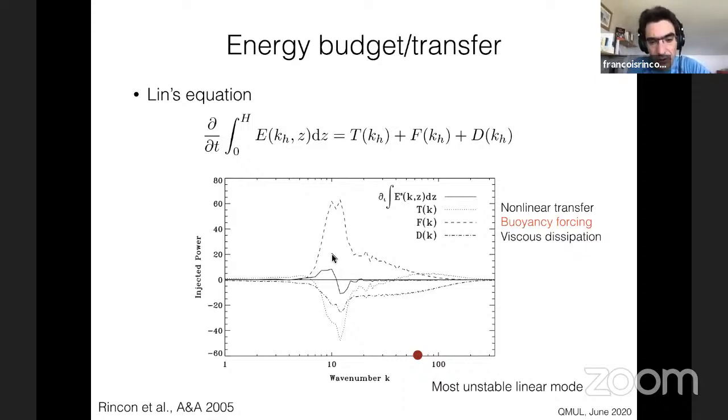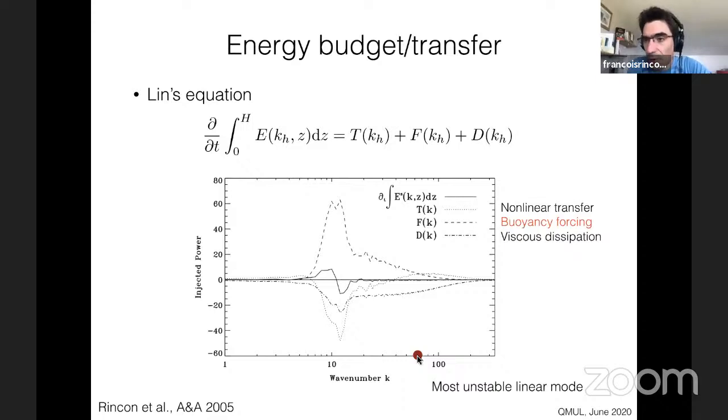What you see instead is that there is a dominant equilibrium at large scale between buoyancy forces and inertial forces, which extends to a fairly broad range of scales. So the injection range is pretty broad, and you need to pay attention to buoyancy in a fairly broad band of scales.